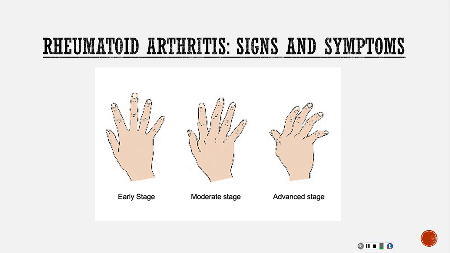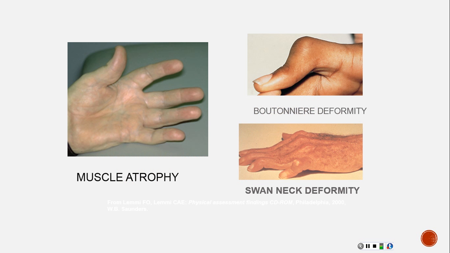All right, this slide is going to give you a good idea of the progression. Early stage, moderate stage, advanced stage. This is what you'll see, and again, this is bilateral progression. Here's just some more of the changes you'll see.